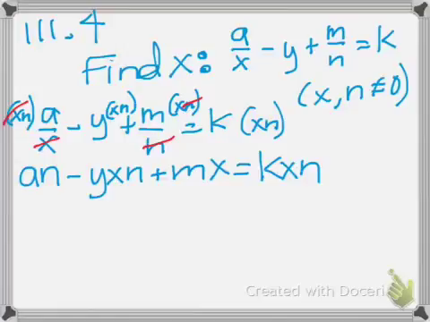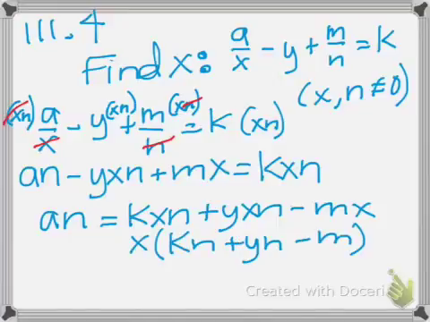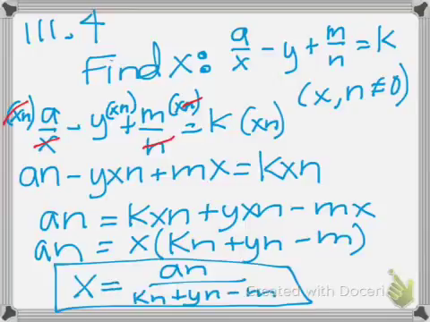kxn. In this case we have 3 x's that we need to get together. So we'll just leave an on the other side, and we'll add the yxn, and we'll subtract mx. Okay, now we just need to pull out an x and divide both sides. So x is equal to an divided by kn plus yn minus m.